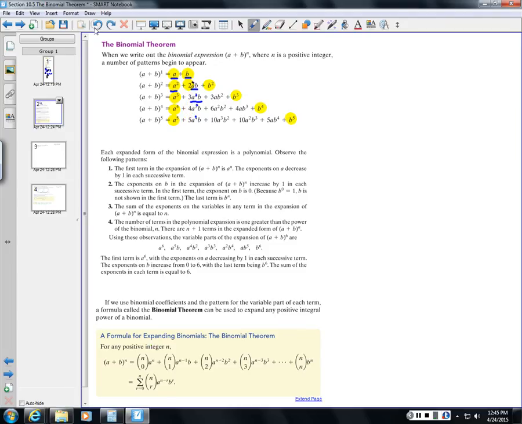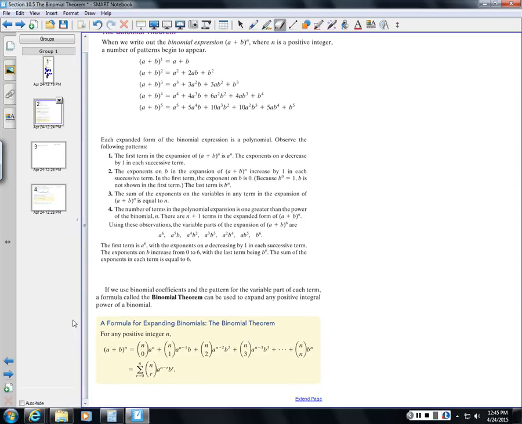So you can look over that and develop these patterns yourself. Each expanded form of the binomial expression is another polynomial. You're taking a polynomial and expanding it out, and it stays a polynomial. And again, here you can read through that. This is just out of your textbook and what I've just gone through and explained here. But there are patterns that you can observe that we basically just talked about.